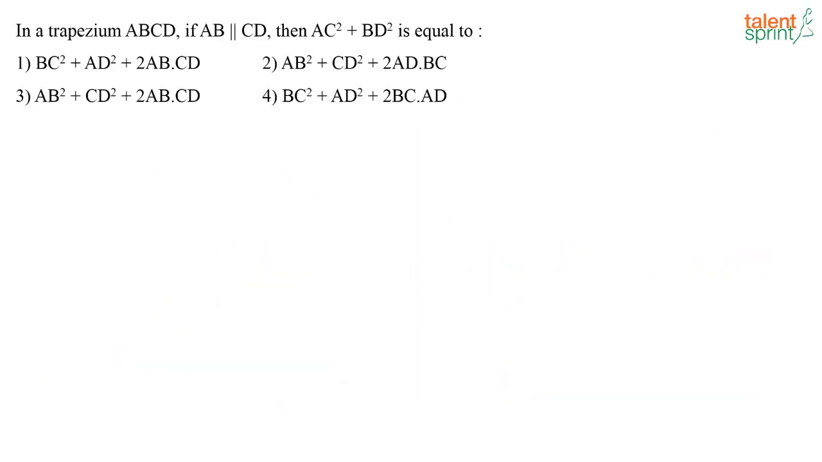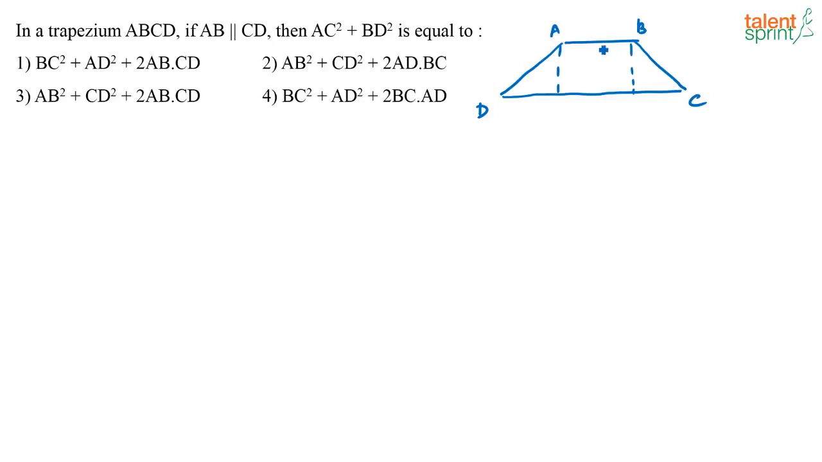Next, in a trapezium ABCD, if AB is parallel to CD, then AC squared plus BD squared is equal to dash. Anybody got this in the examination? Anybody solved it in the exam correctly? So you have a trapezium ABCD. How will you approach this question?